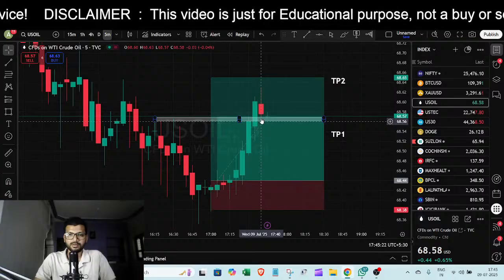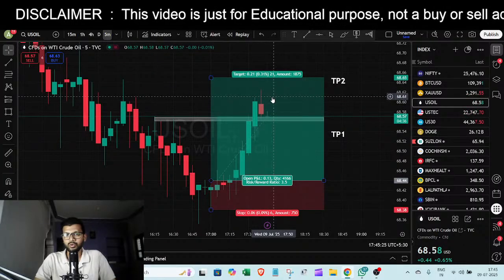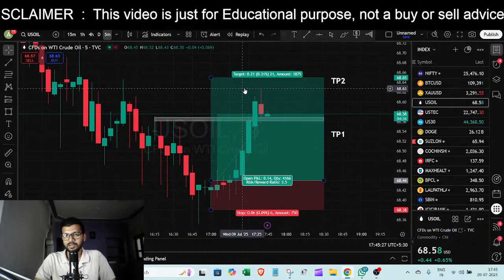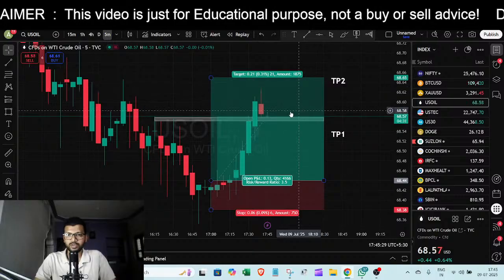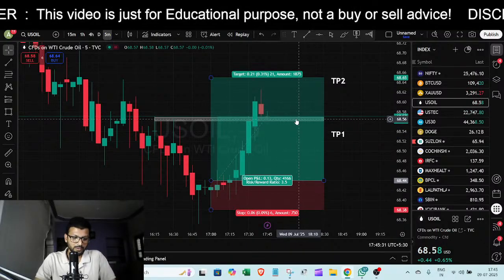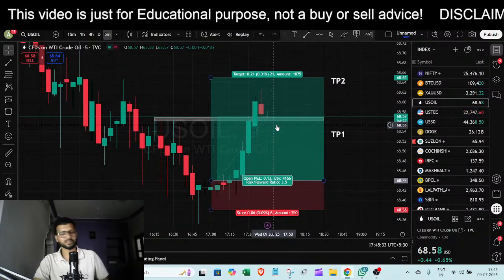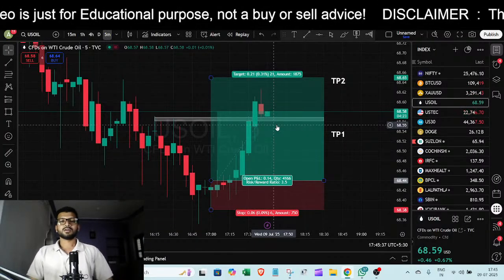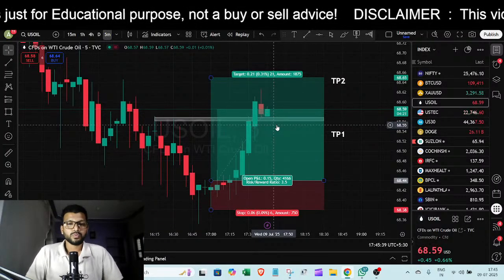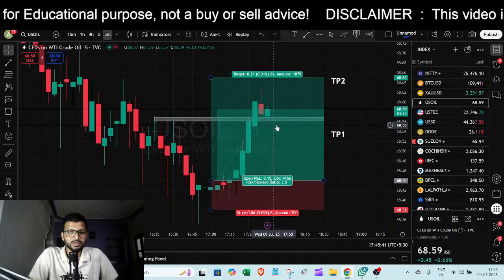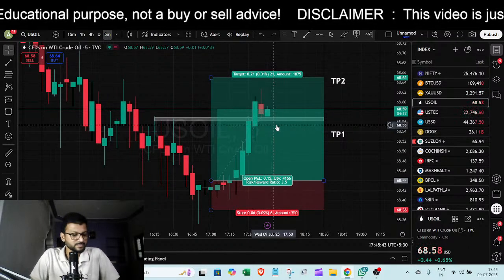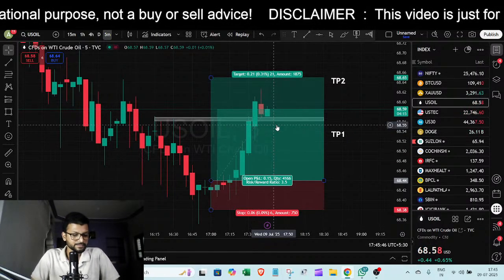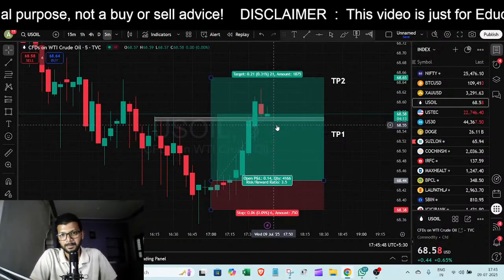If it sustains in this zone, or if it doesn't break this candle high, then we need to exit at TP1, because most probably here we can see the consolidation. This momentum will stop once the previous low keeps, if the previous low doesn't break, previous high.